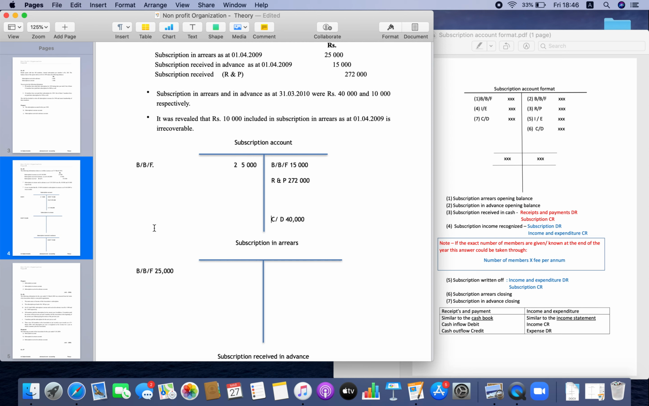Now, guys, don't forget, this 40,000 belongs to what? Arrears. So without forgetting, you have to mark this in the arrears account also. Go and mark on this side also, balance carried down, 40,000.